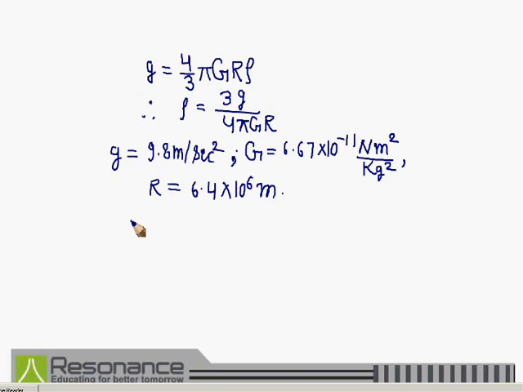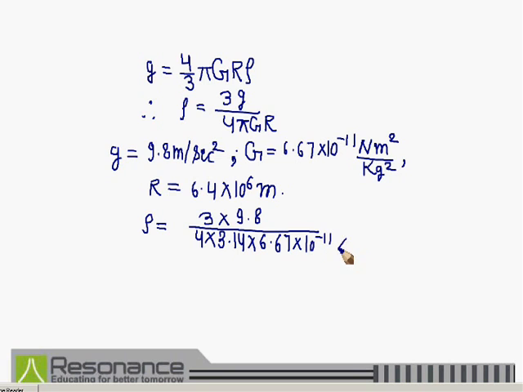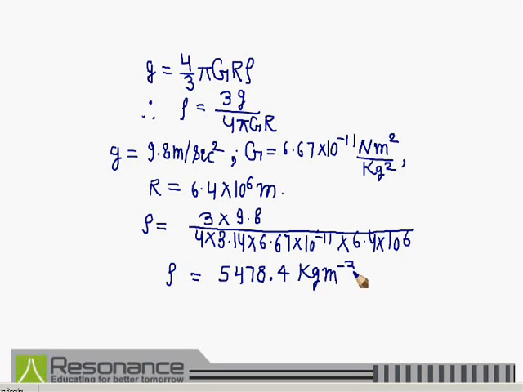By putting these values in the expression of rho, we get 3 into 9.8 upon 4 into 3.14 into 6.7 into 10 raised to power minus 11 into radius of earth. By solving this, we get rho equals 5478.4 kilogram meter to the power minus 3.